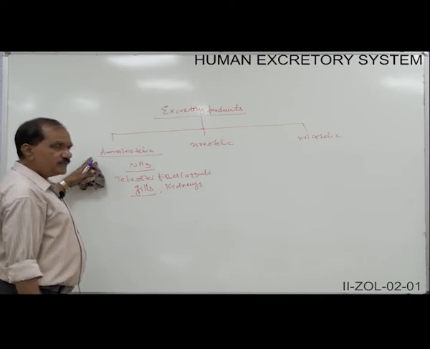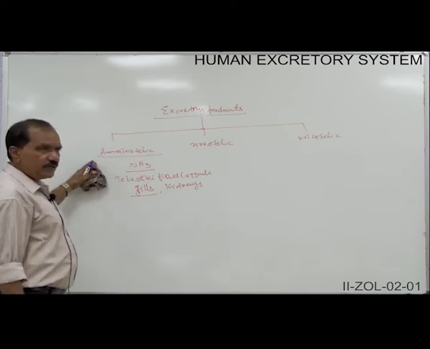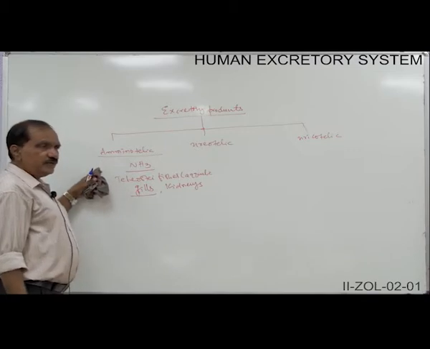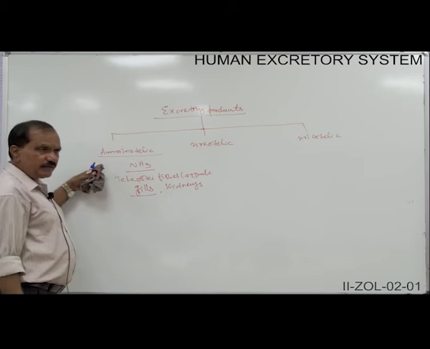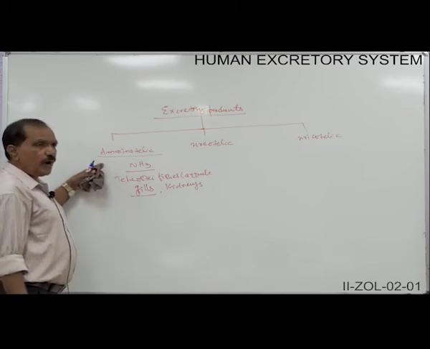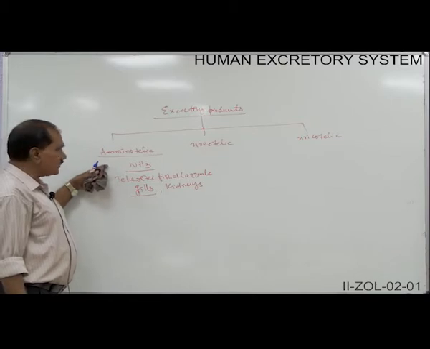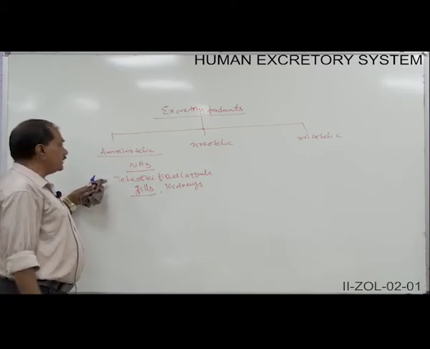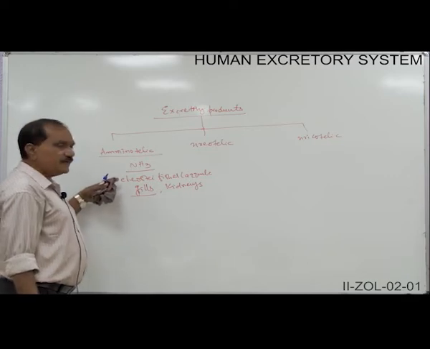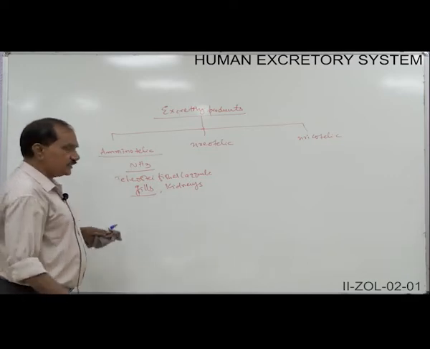The ammonia comes out from the proteins and the nucleic acids, and once they enter into the liver, they are converted into ammonia. This ammonia is excreted with the help of the gills and also the kidneys in aquatic animals like the teleost fishes.